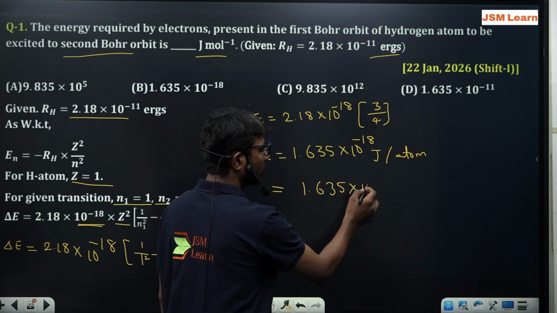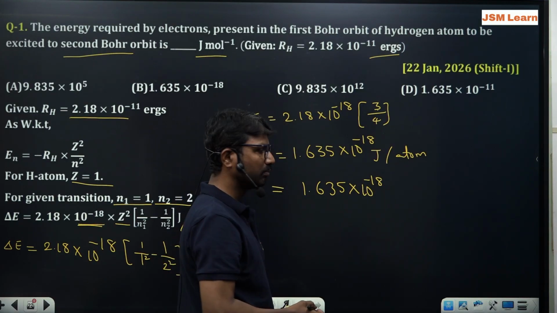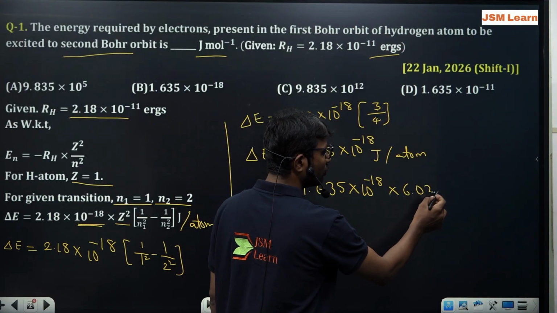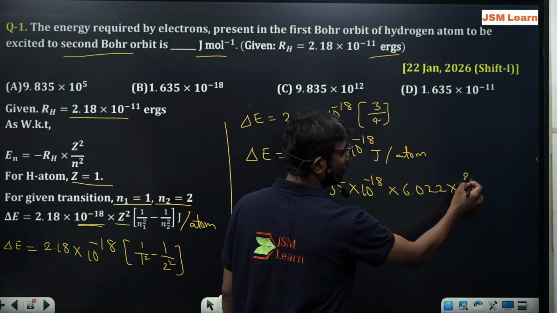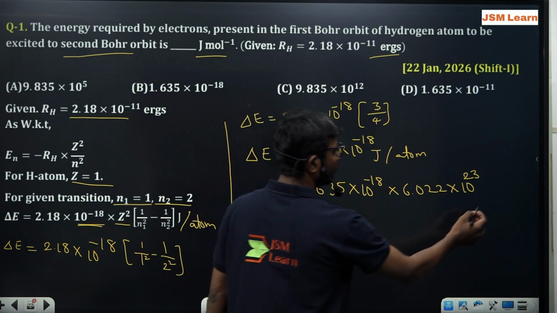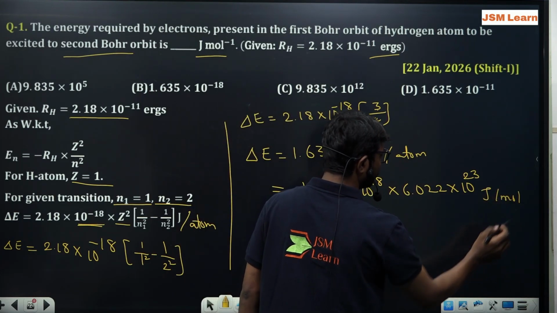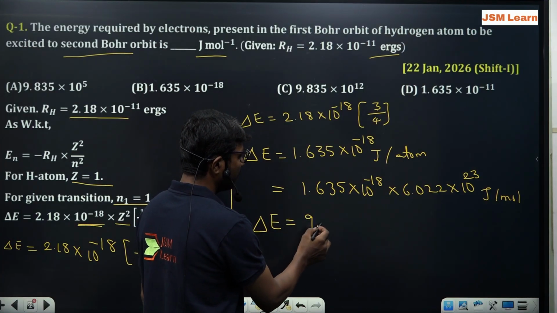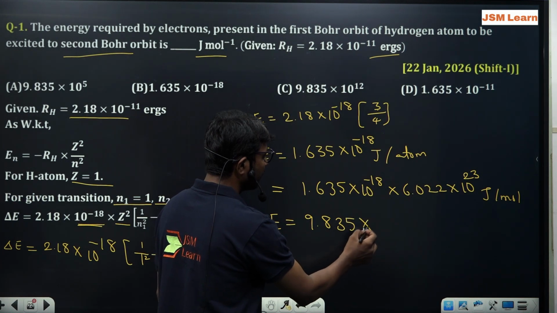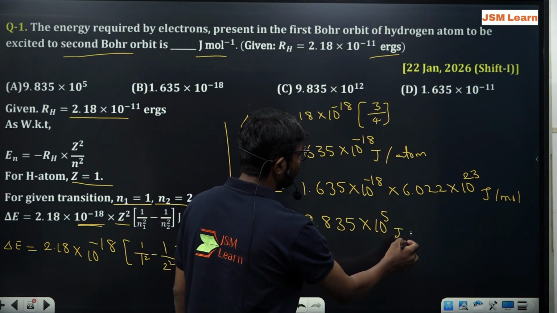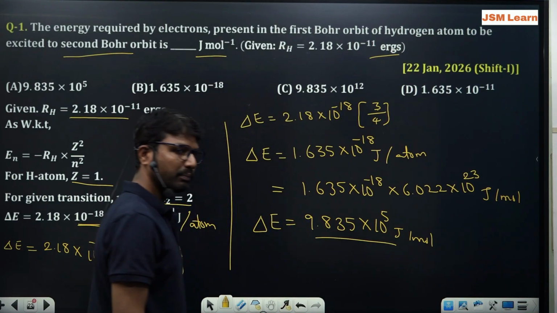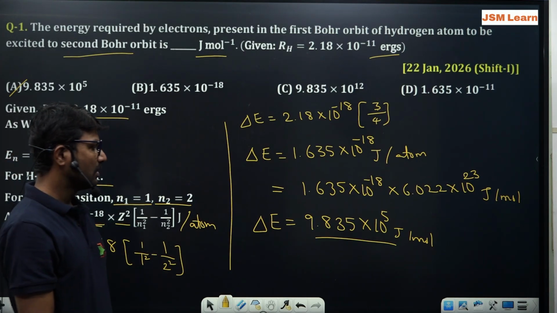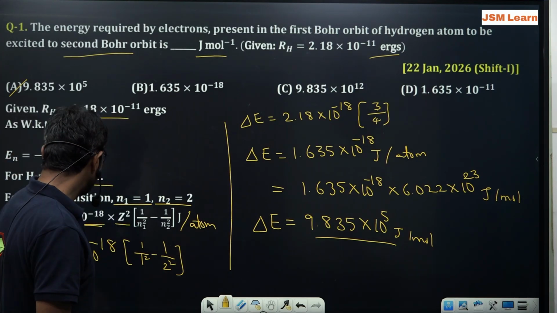1.635 multiplied by 10 to the power of minus 18 has to be multiplied by Avogadro number to convert to joule per mole. That is Avogadro number, 6.022 multiplied by 10 to the power of 23 atoms per mole. So we will get joule per mole. On multiplication, you will get the energy value as 9.835 multiplied by 10 to the power of 5 joule per mole. So the option we have here is option A. Okay, so like this you can solve. So let us go for the next question.